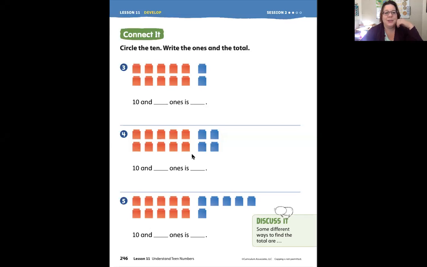All right, boys and girls, we are on lesson 11, session 2, and we are on page 246. Okay, 246. So I'm going to click annotate, and it says circle the 10 and write the ones and the total. Remember, every time we're looking at tens, we know that we like to line them up like a 10 frame. Okay, so it says circle the tens.